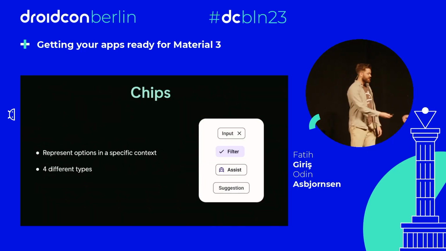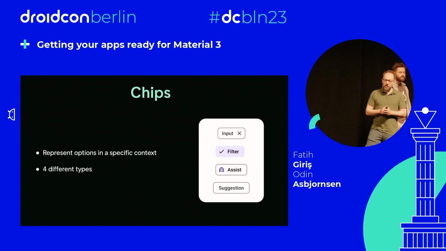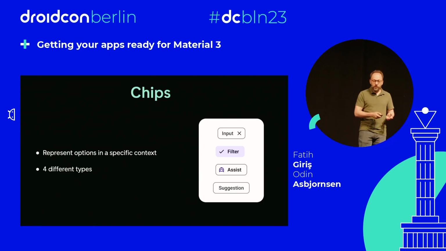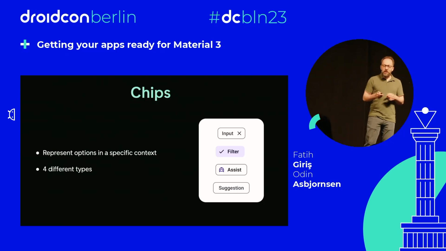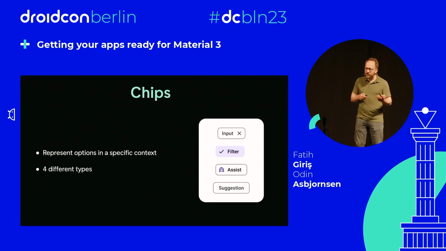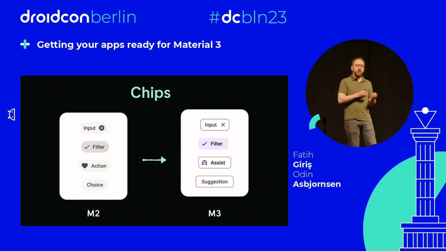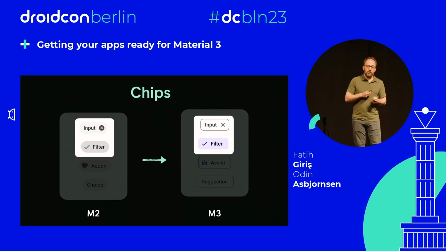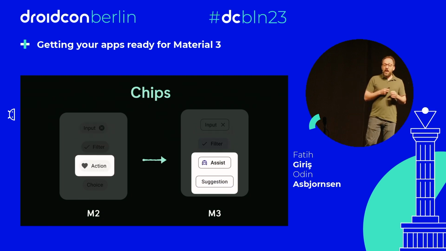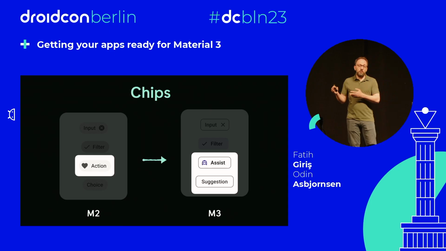Then we have chips. Yes, chips. You might be familiar with the chips from Material 2, but in Material 3, there are some changes. Previously the chips were more circular, but now in Material 3, they're more rectangular. And we still have 4 different types of chips, but some of the types have been changed. Input and filter chips are the same. They have not changed. Action chips now become 2 different types of chips.